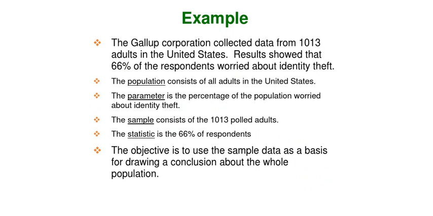Here's another example. The Gallup Corporation collected data from 1,013 adults in the United States, and the results showed that 66% of the respondents worried about identity theft. Well, the population consists of all adults in the United States. We didn't talk to all United States adults, but that is the population we're interested in. The parameter is the percentage that are actually worried about identity theft. The sample consisted of 1,013 adults, and the statistic was that 66% of those respondents were worried about identity theft. The objective is to use this sample as a basis for drawing conclusions about the entire population.